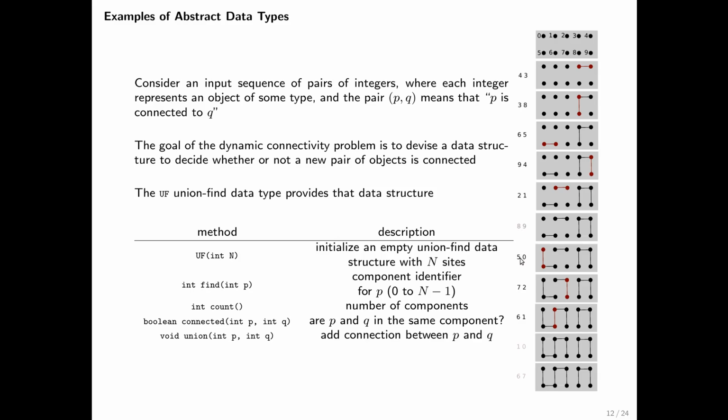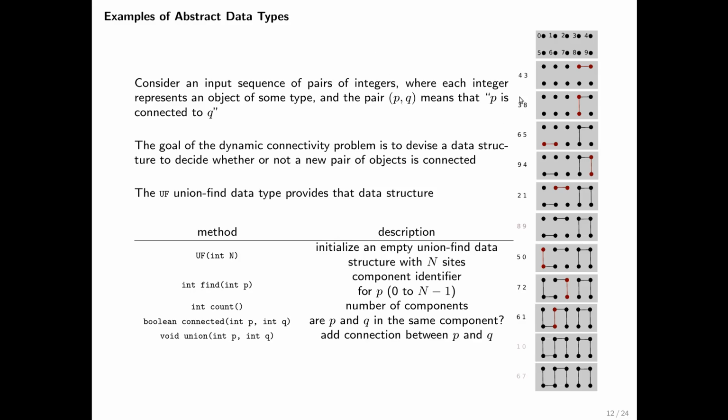So 5, 0, those are not connected, so we establish a link. Then comes 7, 2, those are not connected, so we establish a link. Then comes 6, 1, not connected, so we put a link. Then comes 1, 0. There is no direct link, but there is a path from 1 to 0, so I don't establish a link. That's why it's in gray. And then comes the pair 6, 7. There is no direct link, but there is a path between 6 and 7, so no need to establish a link. That's why this pair is also in gray, and I'm done processing the whole sequence.